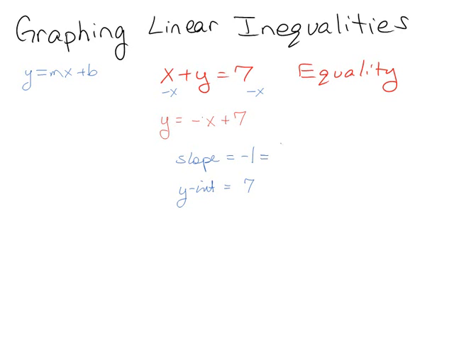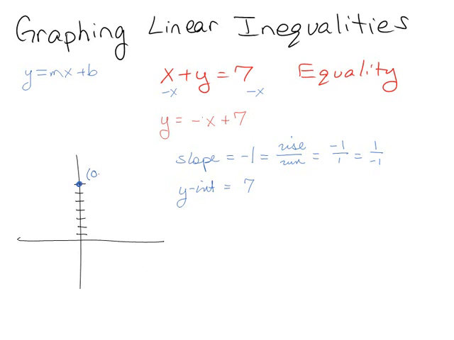So slope is rise over run. Since it's negative 1, we could say it's negative 1 over 1, or we could say it's 1 over negative 1. Either one is going to get you the same answer. And the y-intercept is 7. So we get ourselves a little graph right here. The y-intercept is 7, that means we go up 7: 1, 2, 3, 4, 5, 6, 7 right here.